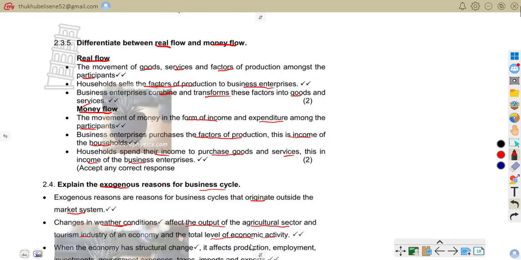So meaning to say, changes in the structure of industry affect employment and production. Now, we're talking about changes in weather conditions. So what it means is that weather affects production and tourism. For example, we can talk about drought reducing crop output. So it's all about the weather conditions.